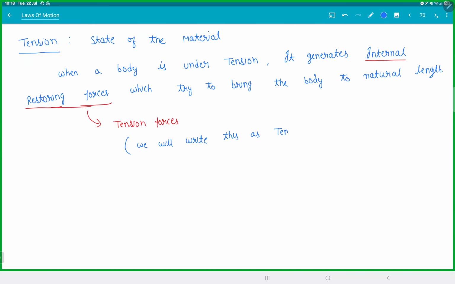Technically, tension is not force. Tension is a state of material, but yeah. So what kind of force is this? Tension is again electromagnetic force.